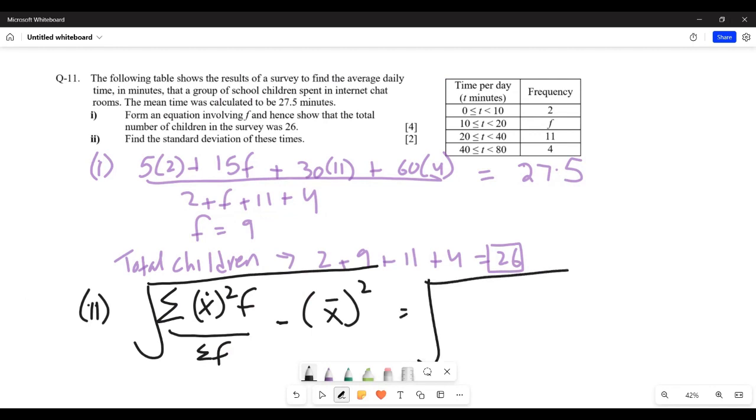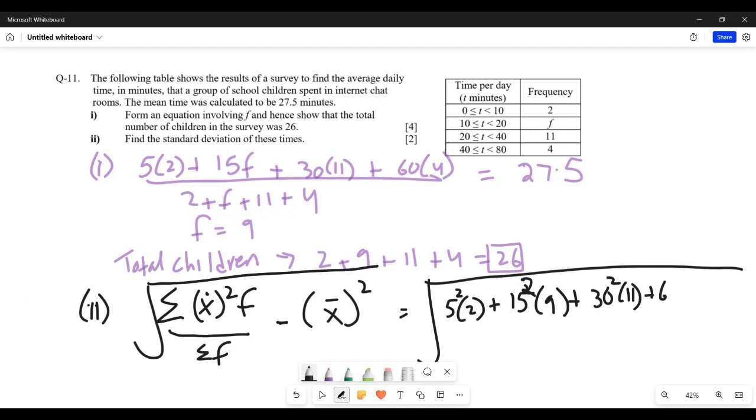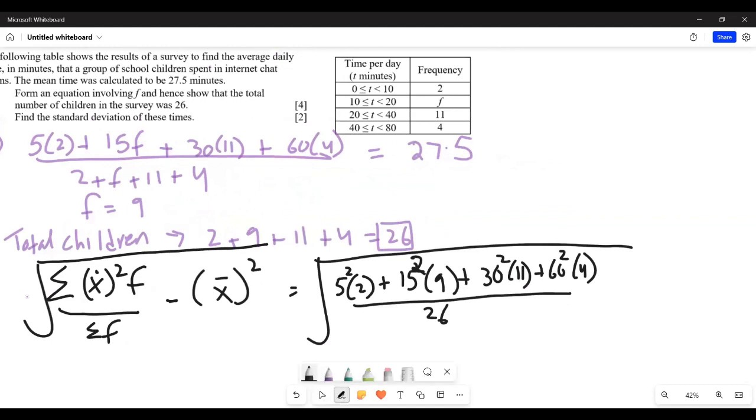So it's going to be the first mid value, 5, so 5 square times 2 plus 15 squared times f, which is now 9, plus 30 squared times 11 plus 60 squared times 4, upon total frequency, which is 26, minus mean squared. Mean is already given, 27.5 squared, which gives 16.1 after rounding.